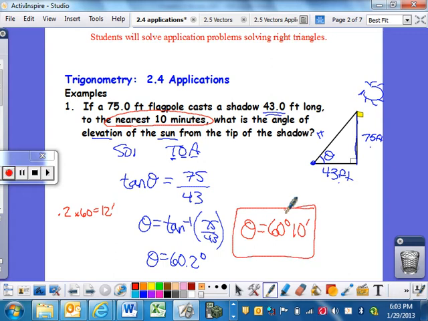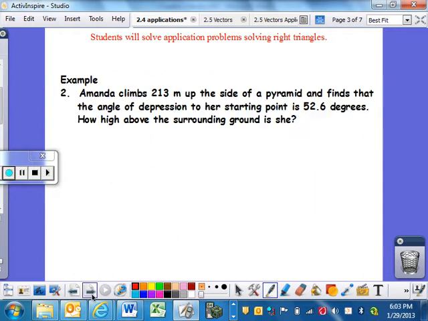So that's how you can set up your picture. You can draw a flagpole, the shadow on the ground, and then you just need to make the connection of what is angle of elevation. It's just the angle from the ground up to that directional line to the sun. How about another one?